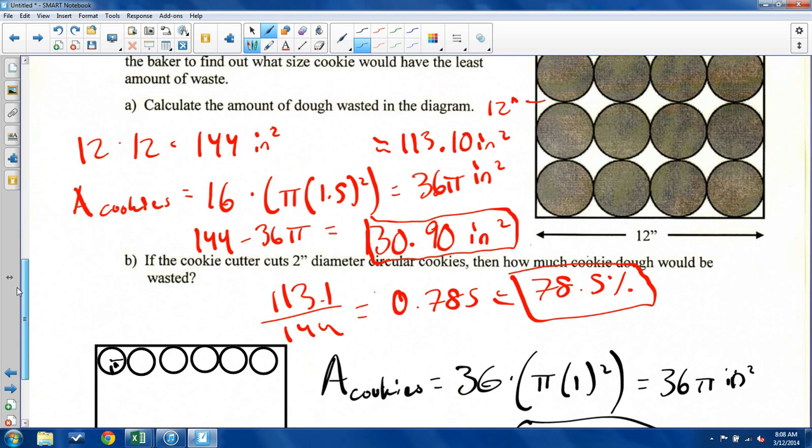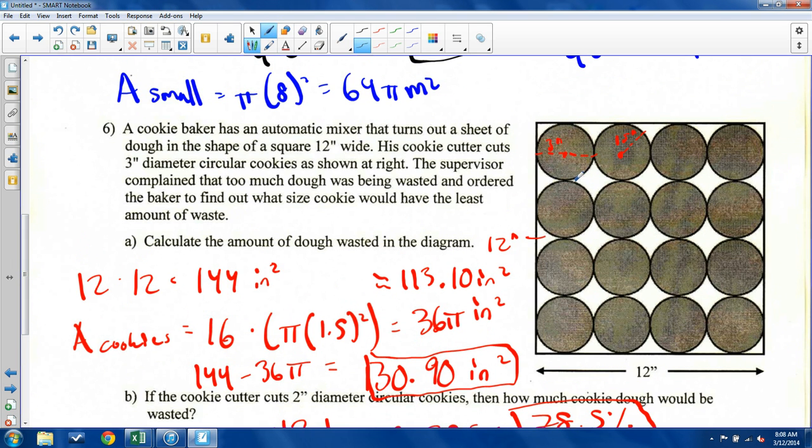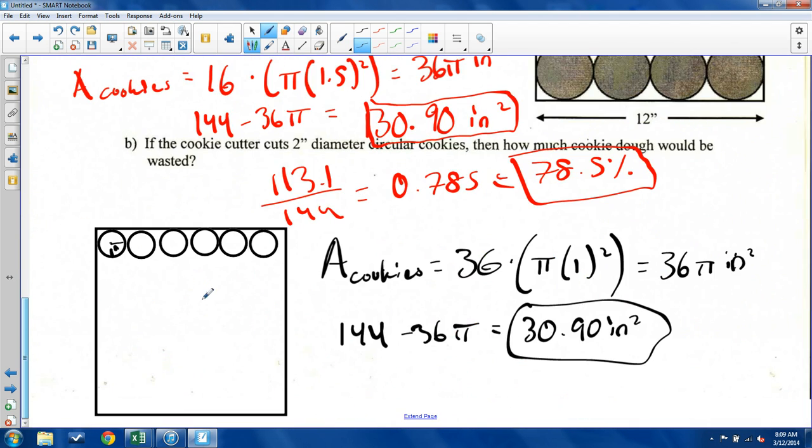So the supervisor said before, no, you're doing 3-inch cookies, you're wasting too much dough. The cookie baker says, well, we're wasting this much dough, 30.9 square inches, which is a lot, I guess, because you can still make more cookies doing that. He says, make them smaller. Make them fit in more closely. He says, okay, I'm going to do it. Oh, we wasted the same exact amount of dough. So it didn't matter that we made them smaller or bigger.